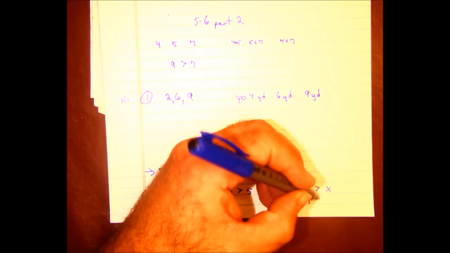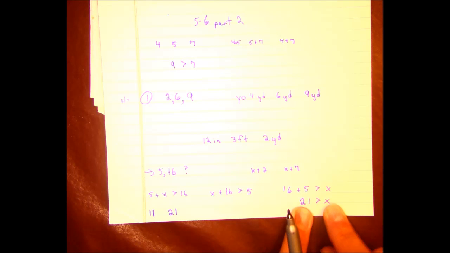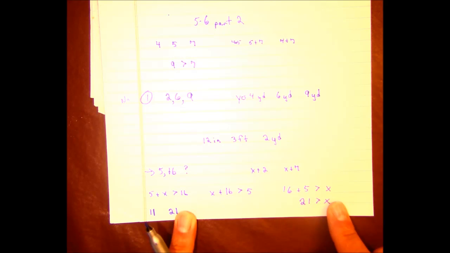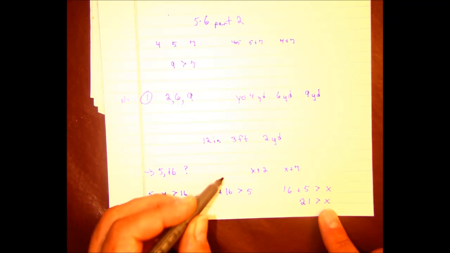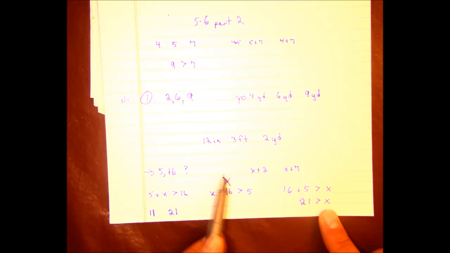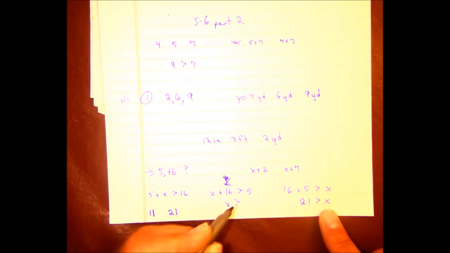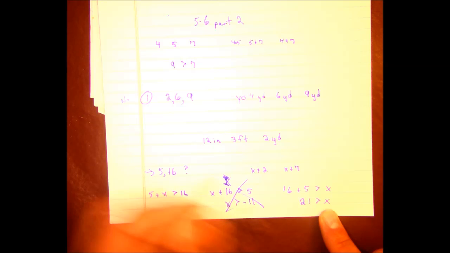Because when I add 16 and 5, I get 21. So that means that answer must be smaller than 21. 21's got to be biggest, because x has to be smaller than when I add these two together, 21. When I subtract them, which would be this problem here, x has to be bigger than 11. This problem becomes null and void because when you solve it, you get a negative number. You'd end up with x is greater than negative 11, which does not exist.